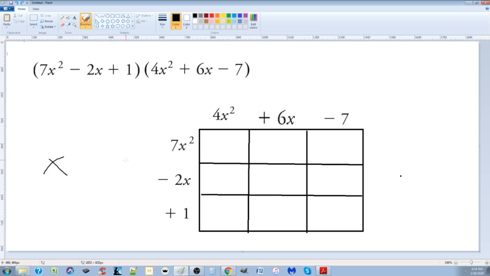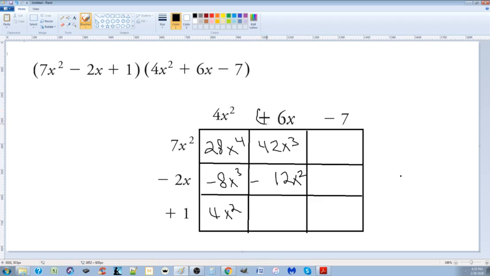So looking at the first box, we see that 4x squared times 7x squared makes 28x to the 4. And down here at this next box, we see that minus 2 times 4 and x makes minus 8x cubed. And we continue downwards. Doesn't matter if you go left or right. This last one is simply times 1. Then we go down these boxes and we get 42x cubed. And then down these boxes and you get minus 12x squared.